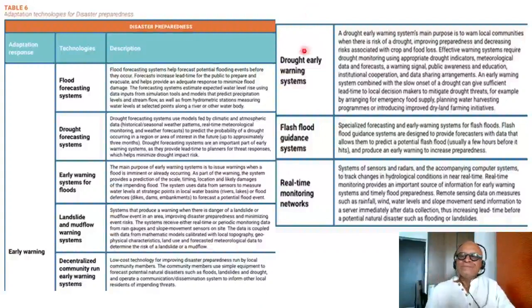Drought early warning systems. A drought early warning system's purpose is to warn local communities when there is a risk of a drought, improving preparedness and decreasing risks associated with crop and food loss.